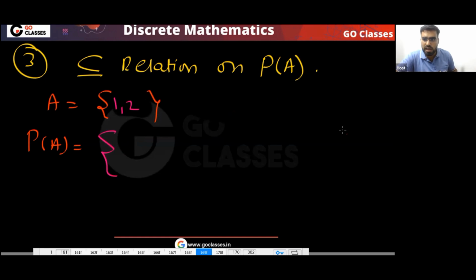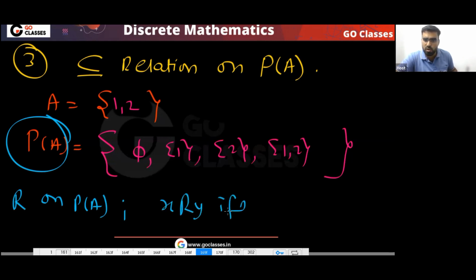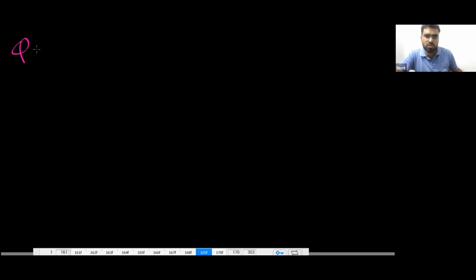So what I can do is find the power set. I can find the power set of A, and on this power set of A we can define the relation R. We can define this relation R on the power set of A like this: X is related to Y if and only if X is a subset of Y. Now, is this correct? Did you understand what I am saying?